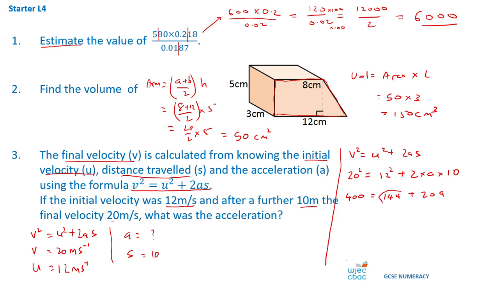So I can use my float and ping and carry that over the equal sign. Once it crosses the equal sign, it becomes minus. So I've got 400 minus 144 equals 20a. 400 take away 144 is 256 equals 20a. And I take the 20 down the escalator. So 256 divided by 20 is equal to a.